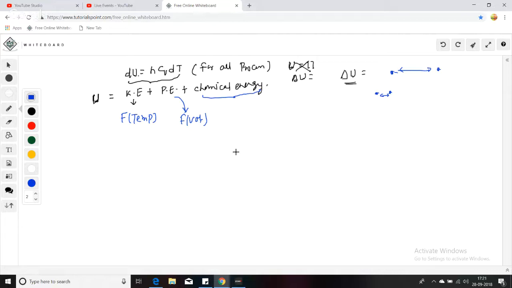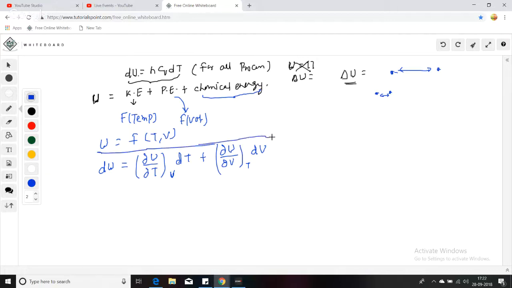Now we have two different variables, and we can write the internal energy as a function of temperature and volume, right? Now if you know Euler's formula, we can write the change in internal energy dU equals dou U by dou T at constant volume into dT, plus dou U by dou V at constant temperature into dV. This formula you know. Have you done this formula? We call it Euler's theorem, Euler's formula.